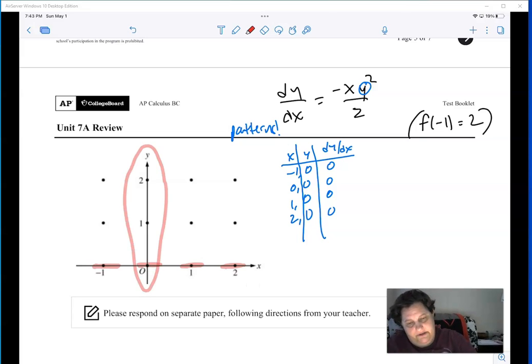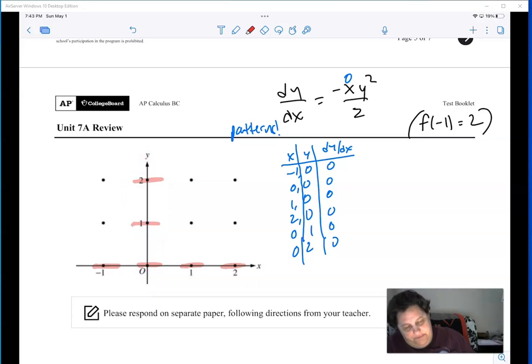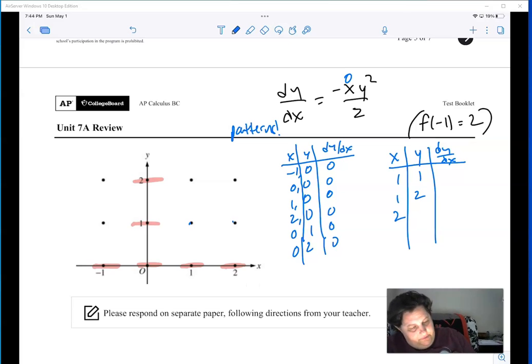Let's take a look at these points. Well, I already did (0, 0). Next point is (0, 1), and if x is 0, these are also going to be 0. Patterns will really help you here. All right, the last 6 points, I think I'm just going to have to do them, but that's okay. So I've got the points (1, 1), (1, 2), (2, 1), (2, 2), and over here (-1, 1) and (-1, 2).